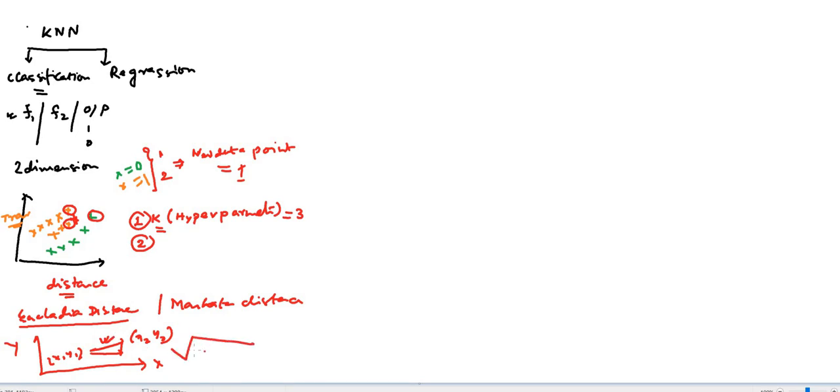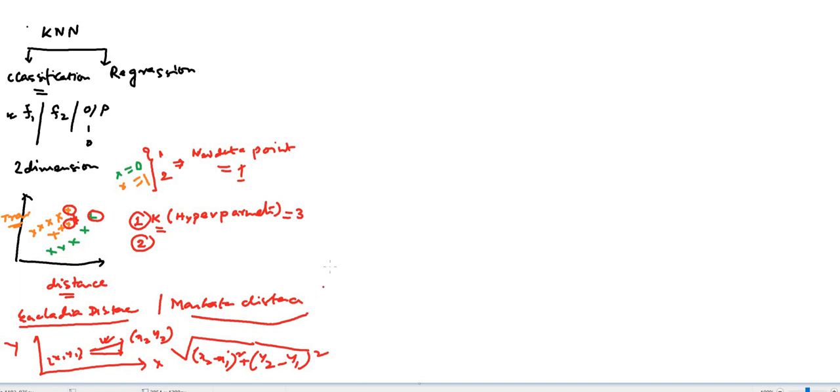And what is the formula for this? The formula for this is x2 minus x1 whole square plus y2 minus y1 whole square. So this is the Euclidean formula, and based on that it is calculating this distance, and then out of these three nearest neighbors it's checking, okay, what is my classification. That's the way it gets calculated.